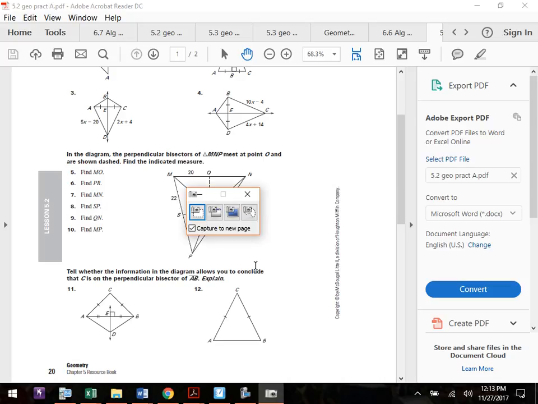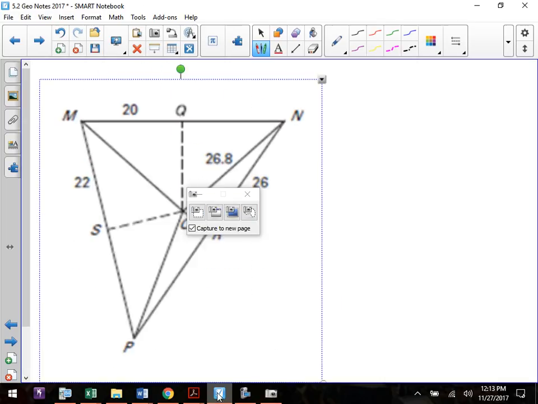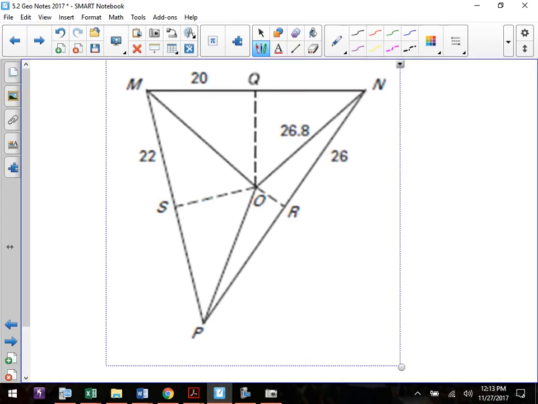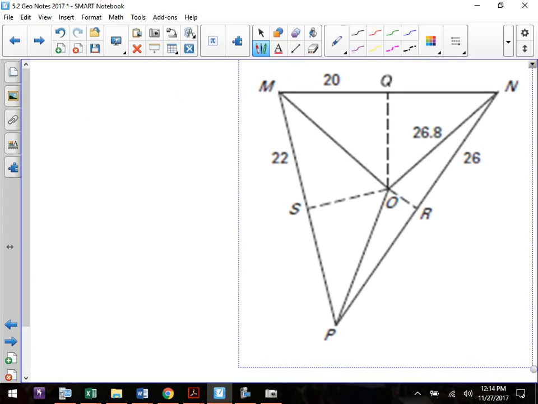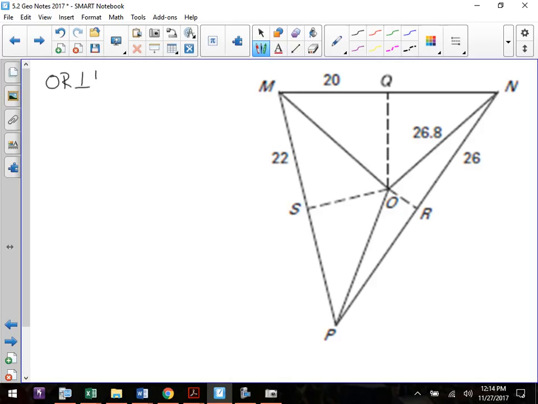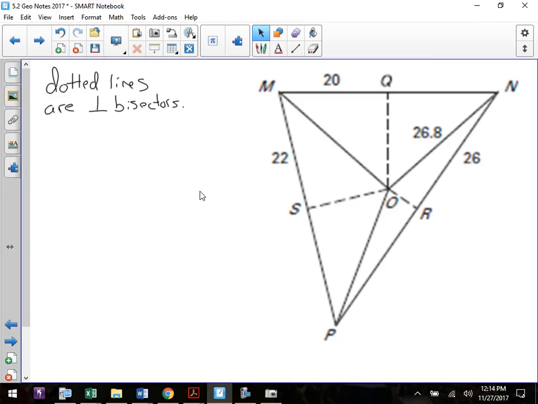And I apologize, I should have blown this up for you guys, but hindsight's always 20/20. So let's see here. Okay. I'm sorry, I didn't hear you. What's that?